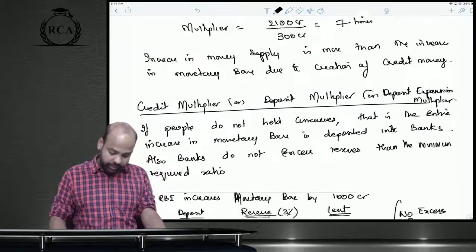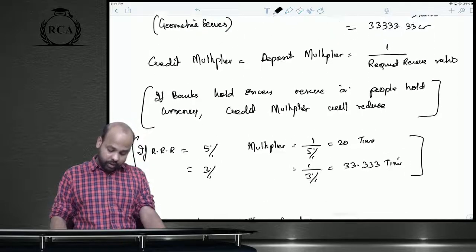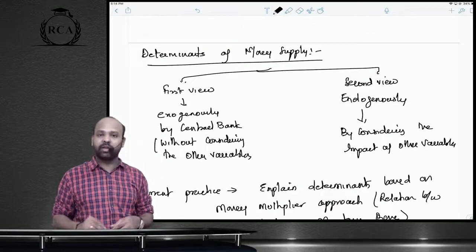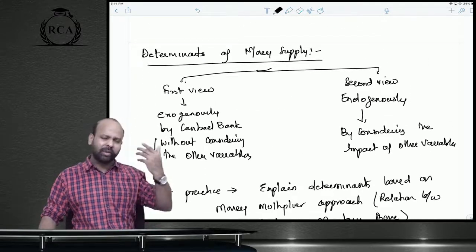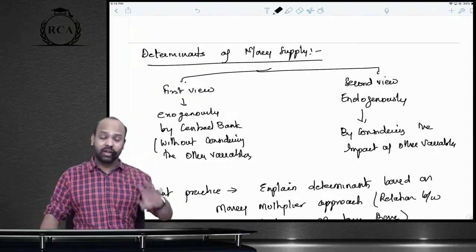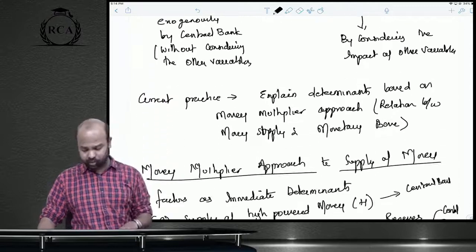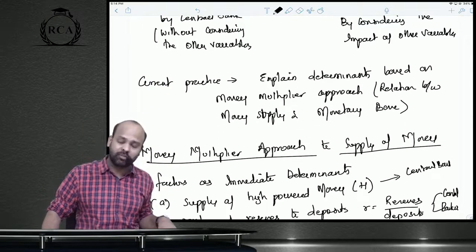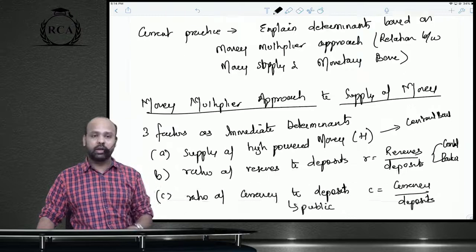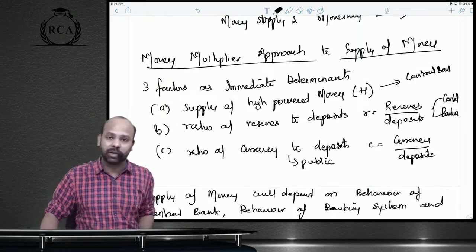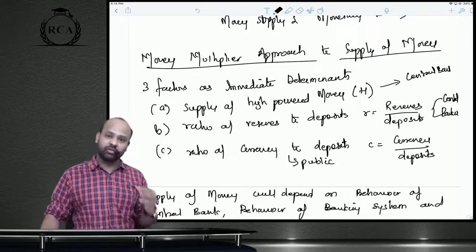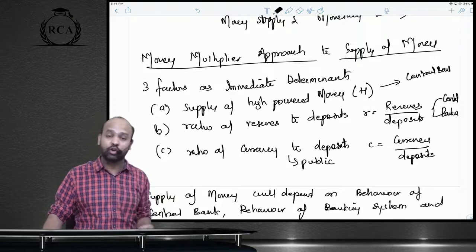Change in monetary base. Then, we spoke about the determinants of money supply. The first view is that the central bank will decide on its own, without considering any other variable. The other is by considering the impact of other variables. When we talk about determinants of money supply, there are three important determinants: one is high powered money, the other is the ratio of reserves to deposits, and the third is the ratio of currency to deposits.